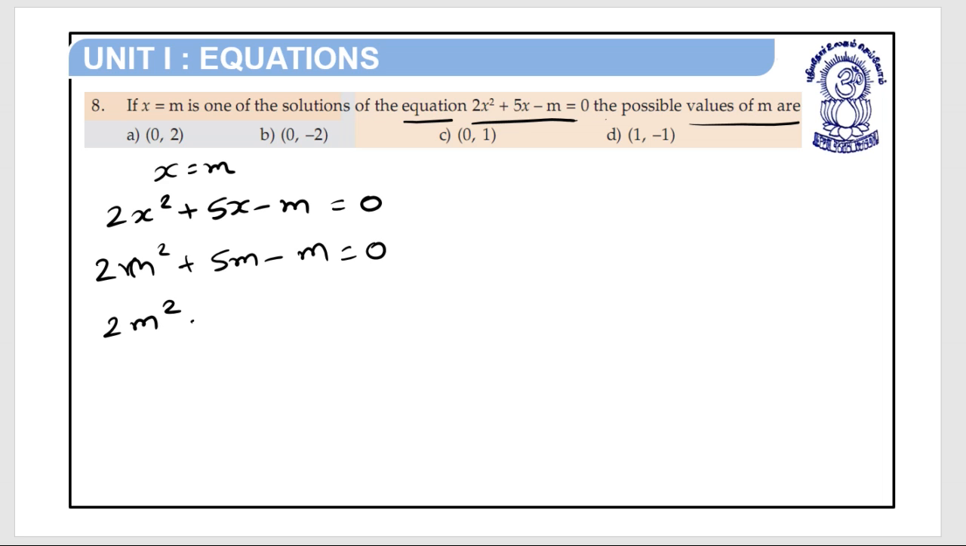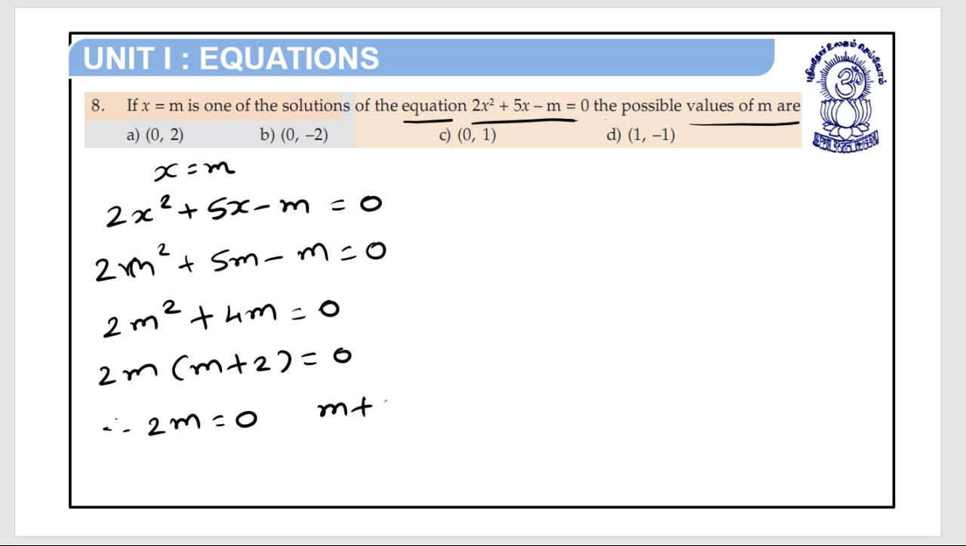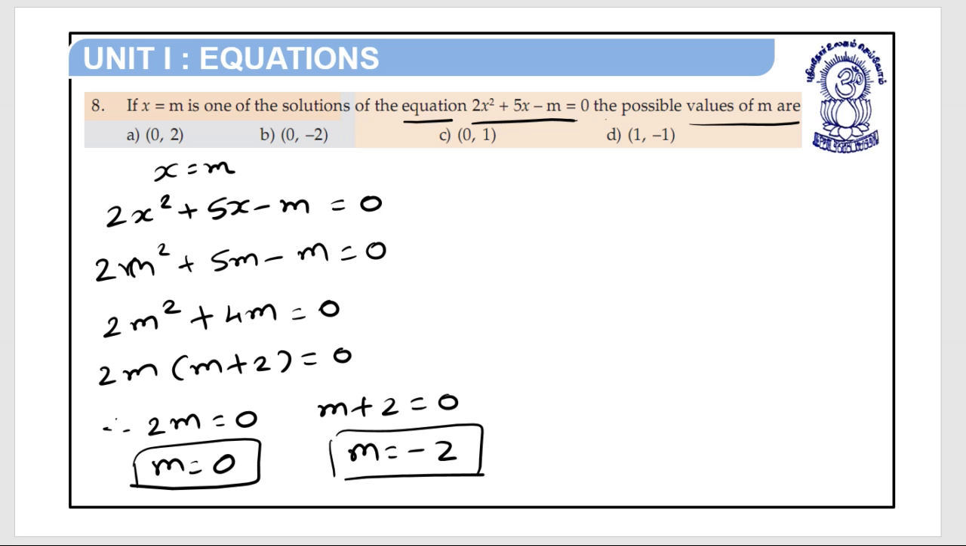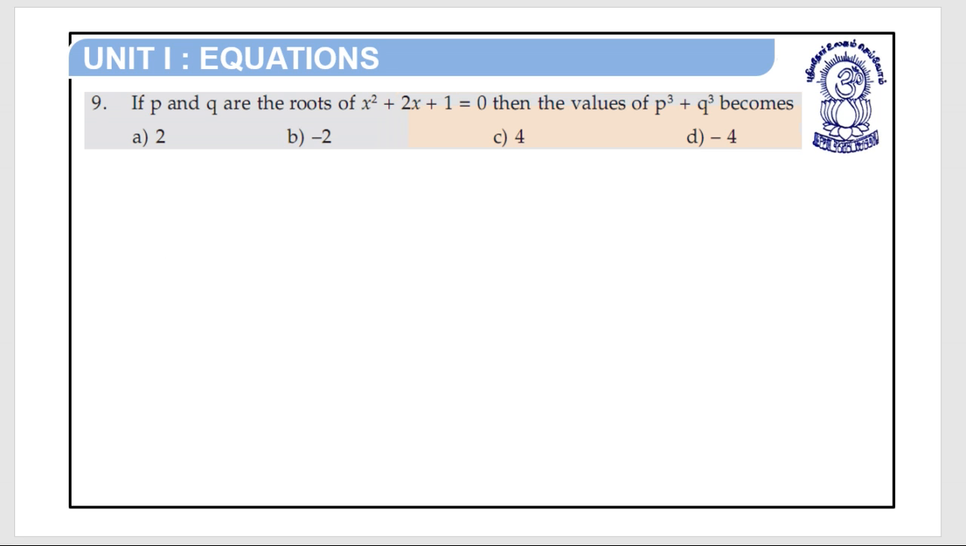So 2m square plus 5m minus m, that is 4m, is equal to 0. So 2m common, m plus 2 is equal to 0. So 2m is equal to 0, m plus 2 is equal to 0, m is equal to 0 and m is equal to minus 2. So m is equal to 0 and minus 2. Answer is B. Next question.